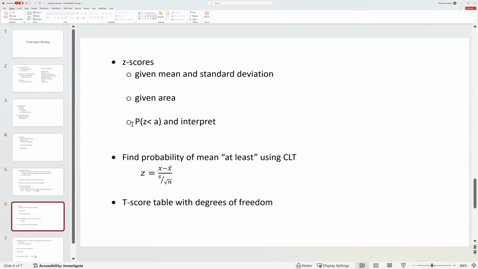Then, of course, there's z-scores. So I will be giving you a z-score table and a t-table. Be able to find a z-score given the mean and the standard deviation. Again, you do need to know this formula. It's really one of the only formulas that you need to know. Make sure that you can use your table if I give you the area. That's where you look in the body of the table and find the z-score. Okay, kind of going backwards.